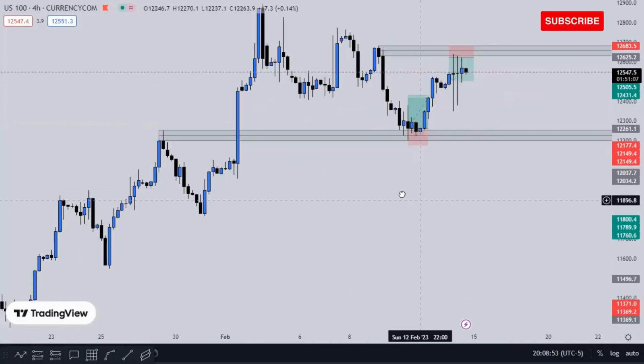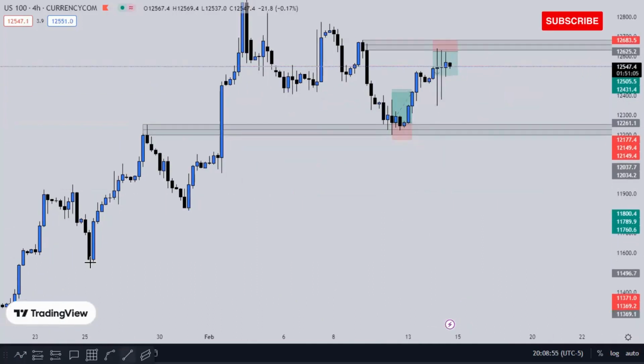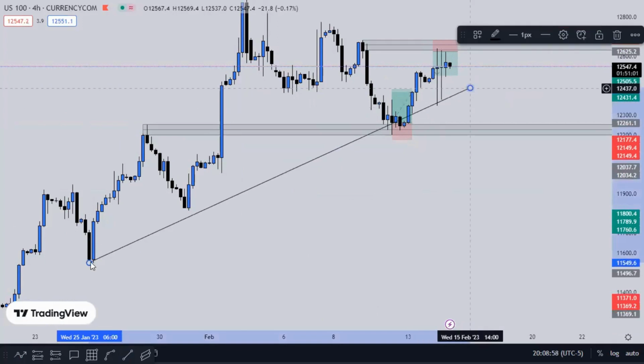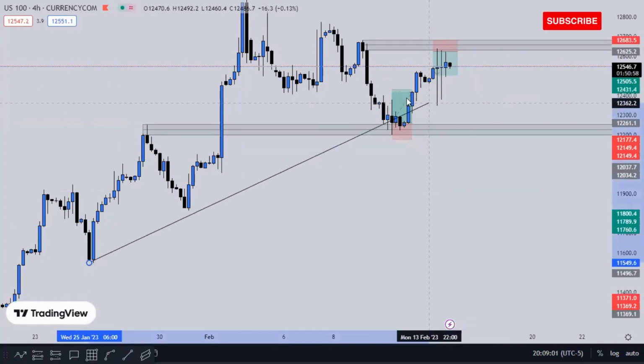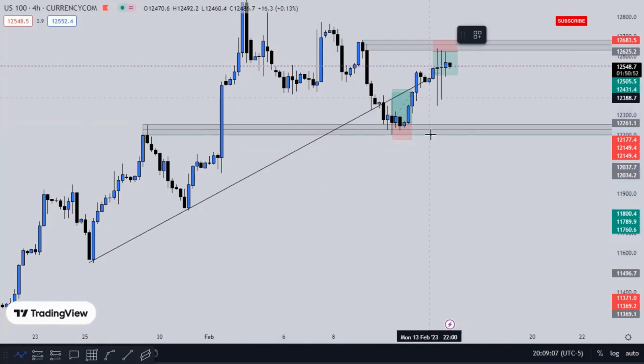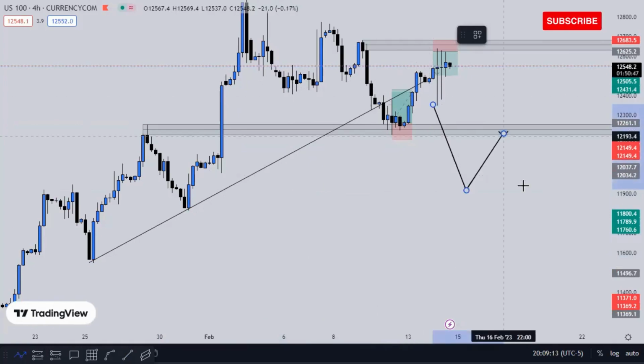So right now, I'm seeing a trend line here. If this trend line breaks, I think this is the trend line. If it breaks, then definitely the market is trending downwards, right? So I'll be looking for something like this, back into this zone, and then I sell it.